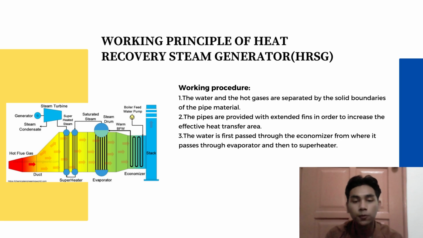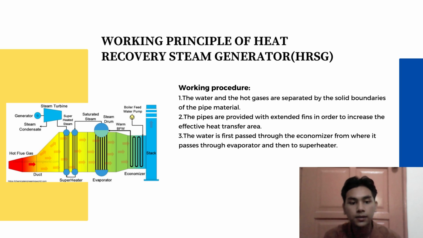Now, for the working procedure, I will explain step by step the working procedure of the HRSG, which is a heat recovery steam generator. For the first one, the water and the hot gases are separated by the solid boundaries of the pipe material, where the water and the hot gas come from the pipes that are connected to the steam generator. The second process is that the pipes are provided with extended fins in order to increase the effective heat transfer area.